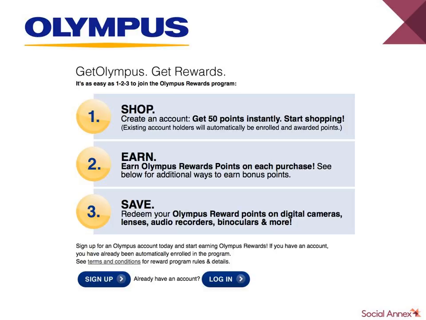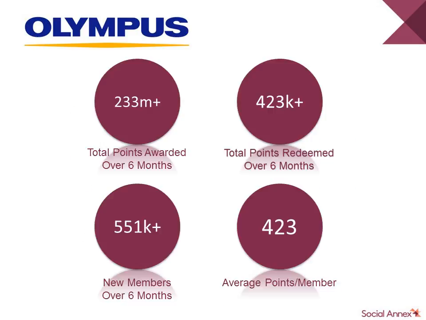Now, these results have been great for Olympus. They're seeing over 423,000 points redeemed in the last 6 months. Now, these points are being redeemed in forms of gift cards that users are now able to use towards a second purchase or a repeat purchase.